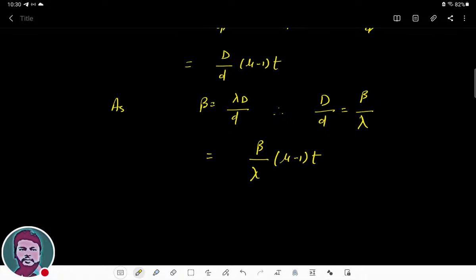What is beta? Beta is basically the separation between the centers of the fringes. All right, so this is the fringe shift basically.